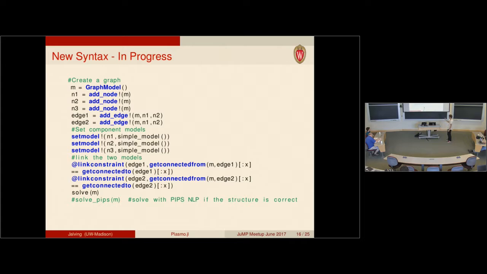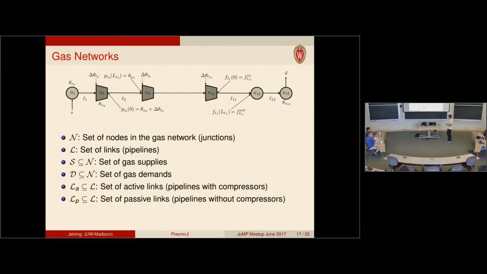And another piece here is, we can solve it serially. You can always pull the flat JuMP model out and solve it, or you can always take the structure and pose it to a parallel solver. And so I'd also like to provide some of the examples.